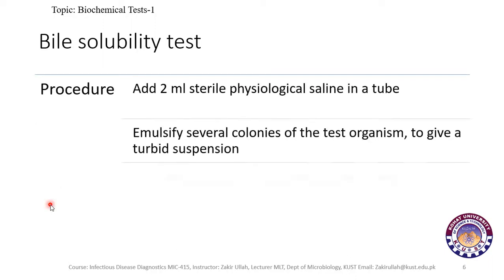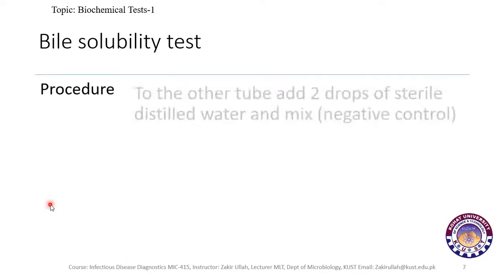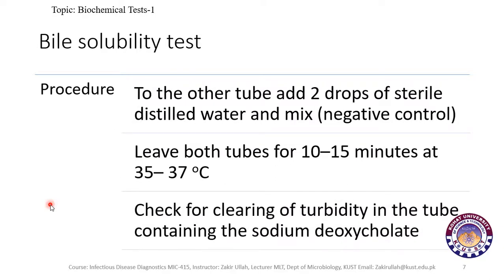The procedure is written here: first take physiological saline and emulsify the colonies in it to make a turbid suspension, then divide it into two. Add the bile salt into one tube, and the second one is left alone, or simply water is added, as a negative control. Then after 10 to 15 minutes of incubation at 37 degrees centigrade, the clearing of the turbidity is checked.